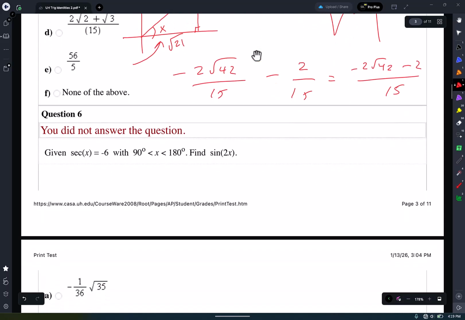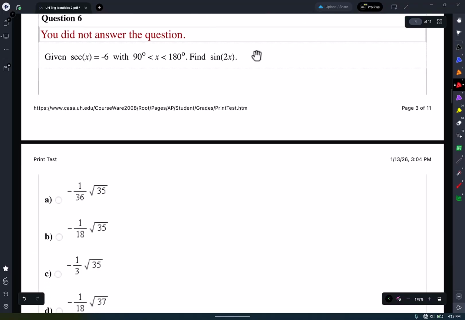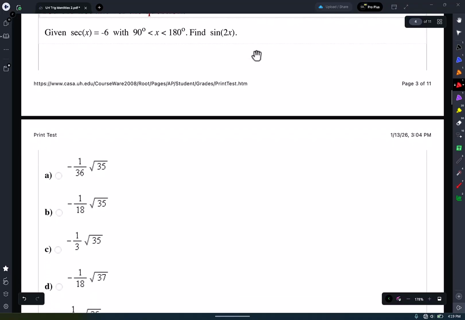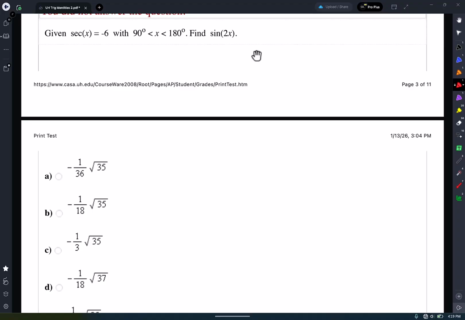All right, question 6. So I know that this one bleeds into the next page, but I'm going to try to do it all right here if I can. So they want to know sine 2x. So sine 2x, the formula for that is 2 sine x cosine x.